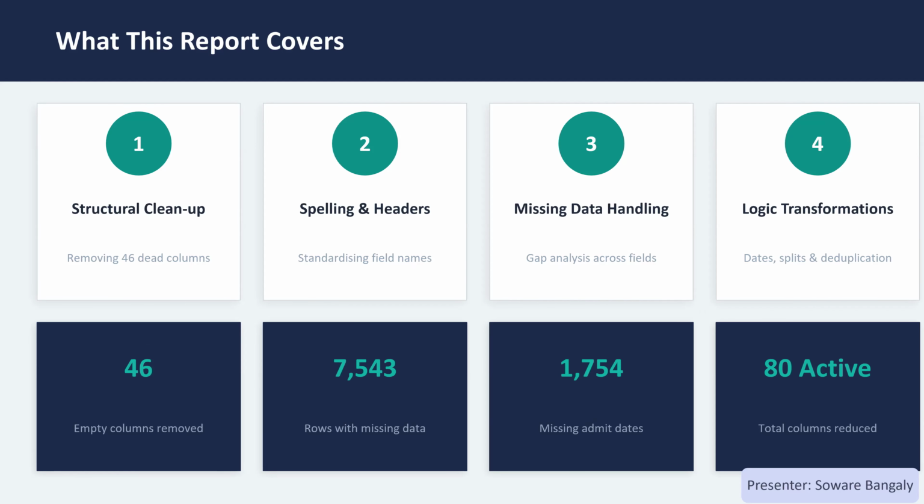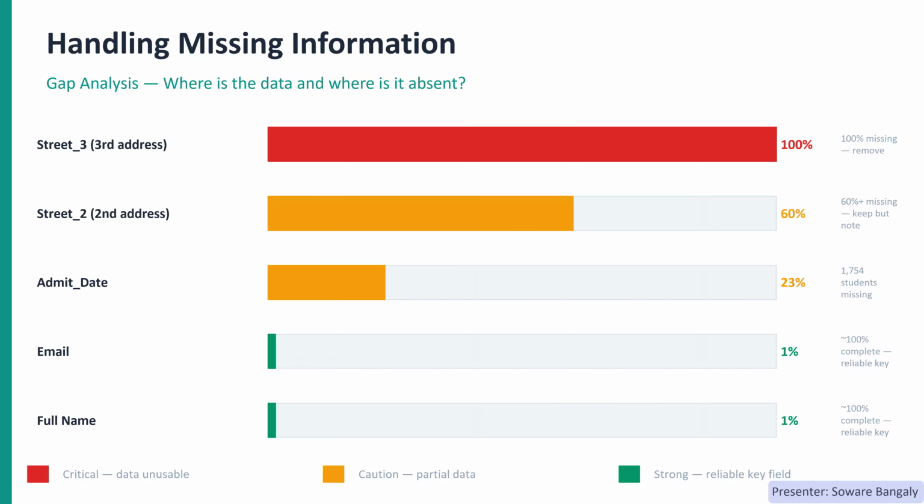After the spelling and headers check, we got 7,543 records with missing data. After that, we moved to data handling. In the data handling aspect, we had 1,754 missing admit dates. After that, we did a logic transformation. In the logic transformation, we had 80 active total columns being reduced. Then we can move to the next.